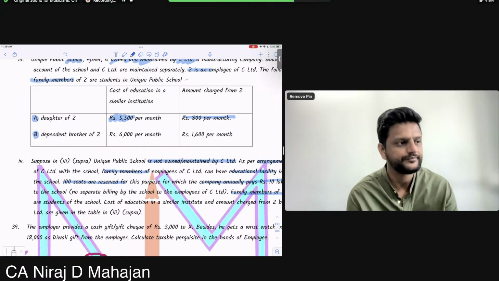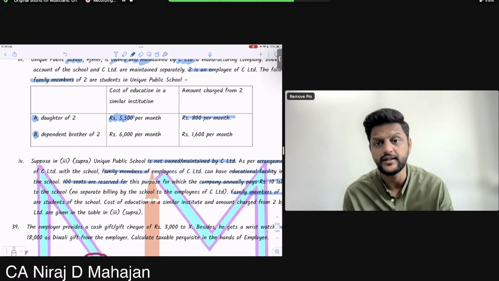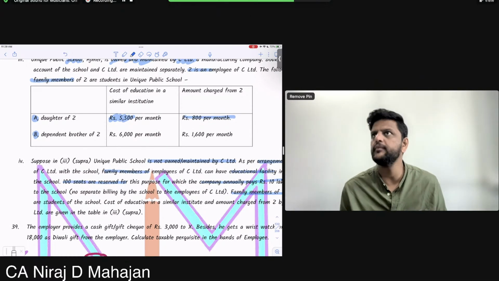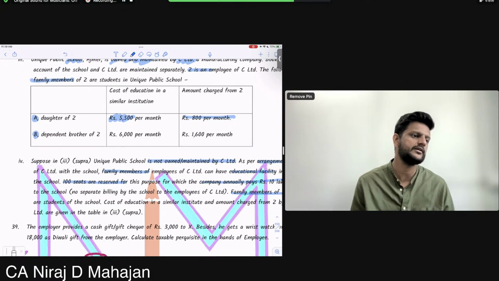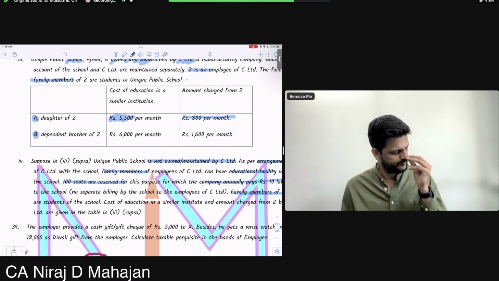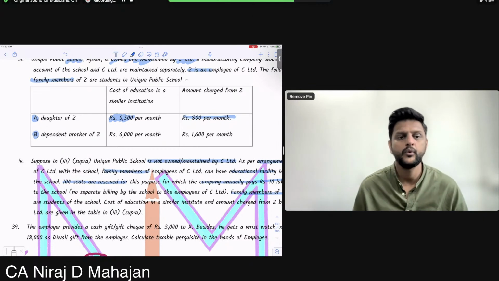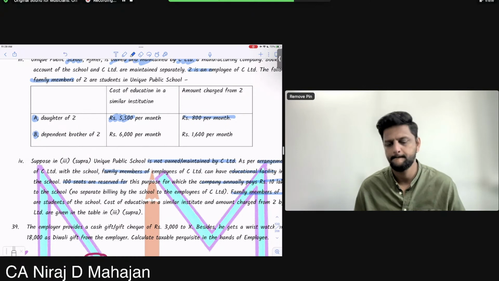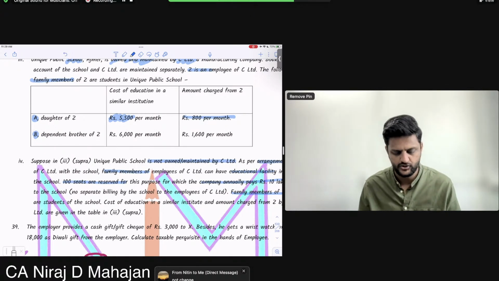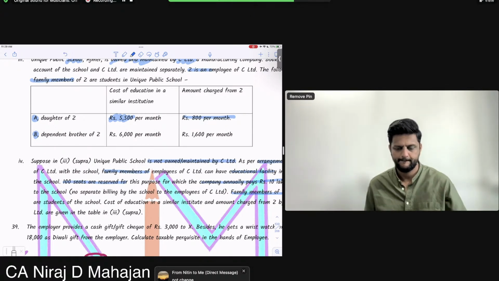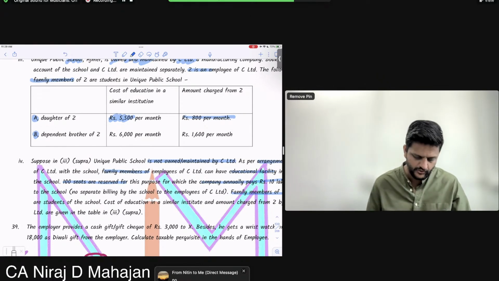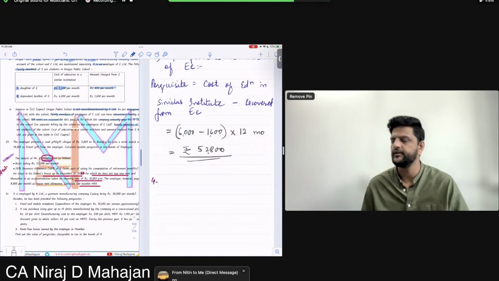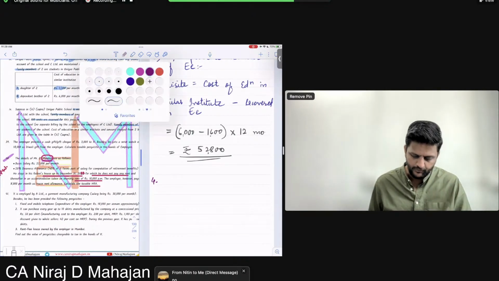All the details are same. The main difference is what? It is not owned or maintained by the company. There is just an arrangement between the school and the company. Will your answer change? That is the question. Will your answer change? Not change, okay? It is same for both. Even if it is owned, maintained by employer, or even if there is arrangement between the employer and school.